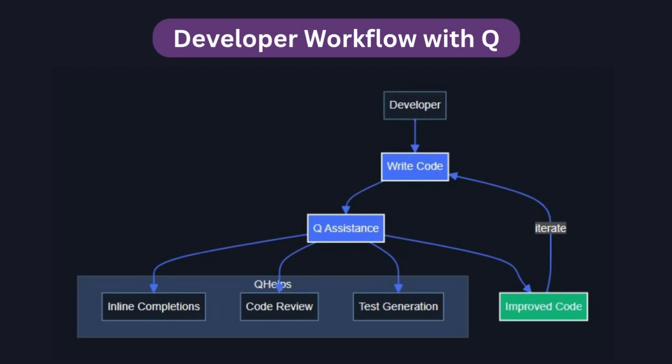Finally, let's understand the developer workflow with Q. Amazon Q supports the full development workflow. While writing code, it provides inline suggestions. After writing, it helps review code and generate tests. Before committing, it checks for issues and improves code quality.